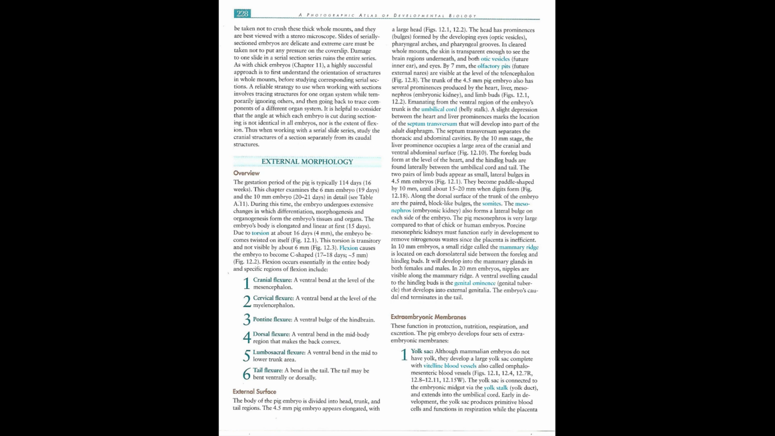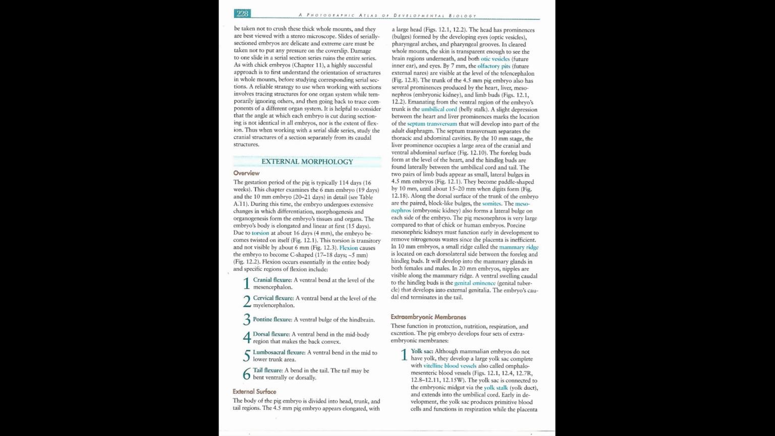Along the dorsal surface of the trunk of the embryo are the paired, block-like bulges, the somites. The mesonephros, embryonic kidney, also forms a lateral bulge on each side of the embryo. The pig mesonephros is very large compared to that of chick or human embryos. Porcine mesonephric kidneys must function early in development to remove nitrogenous waste since the placenta is inefficient.